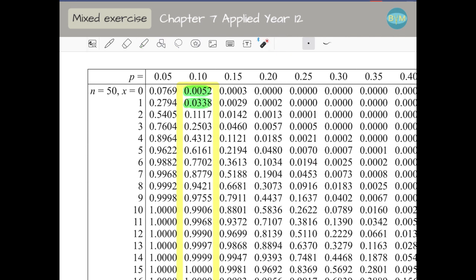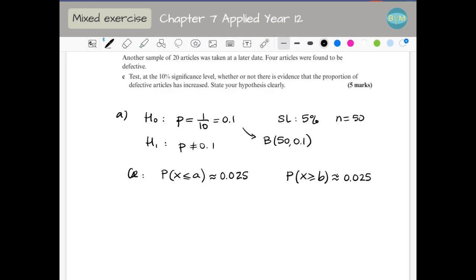If you subtract from 0.025, this one is closer. So your value is this one, and your critical region, so this A, is going to be 1. Your critical region is going to be X smaller or equal than 1.